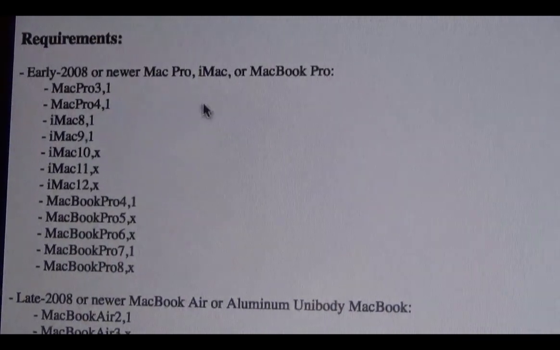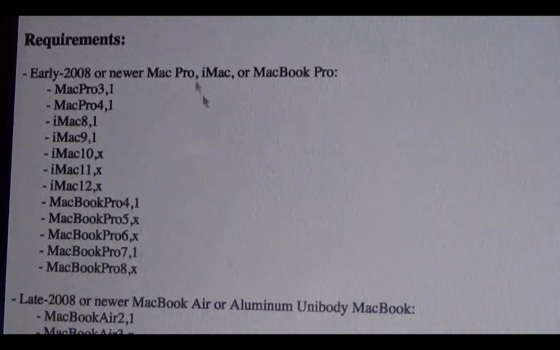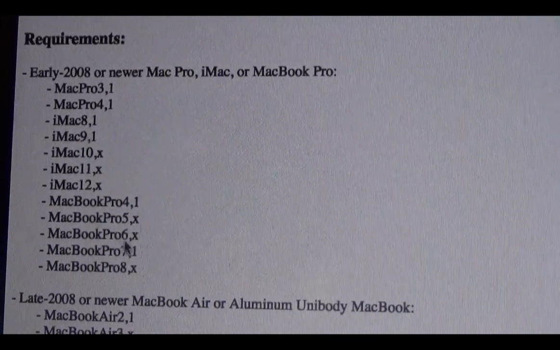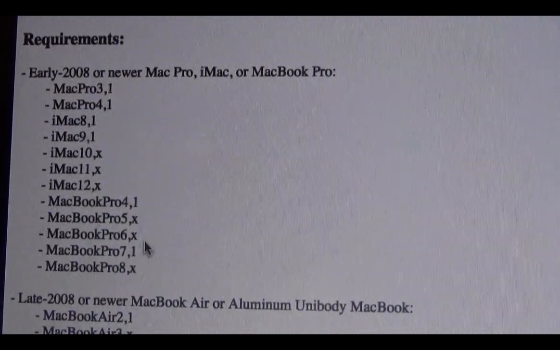So this top row is the Mac Pros, the iMacs, or the MacBook Pro. So these are the MacBooks, the Macs. If you have one of these, then look on this list. As you can see, this supports these Macs. On my Macs right here, I have the MacBook Pro 6,2, and X means either comma 1 or comma 2.